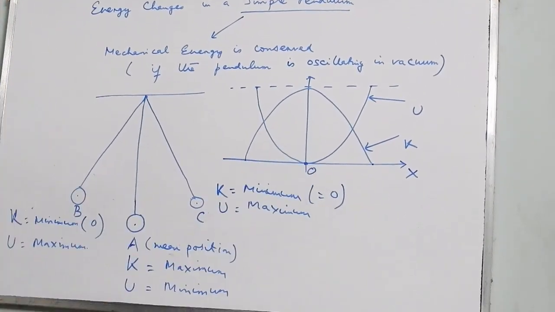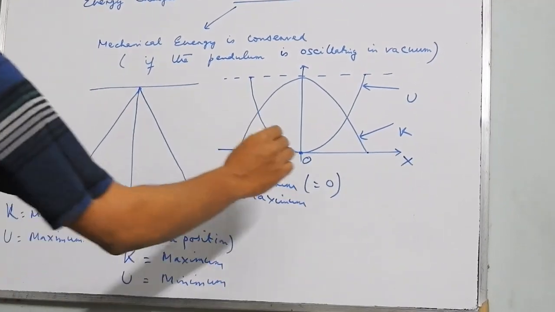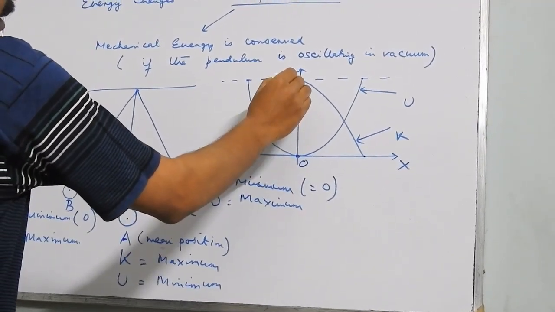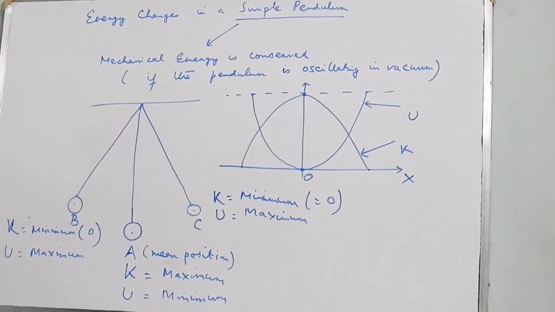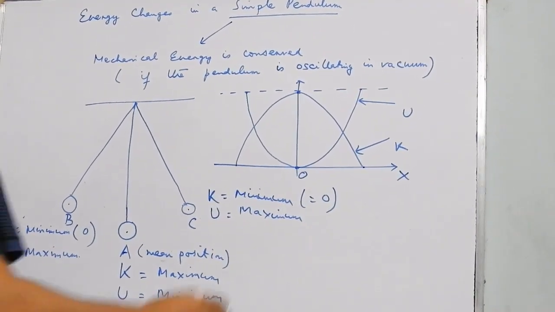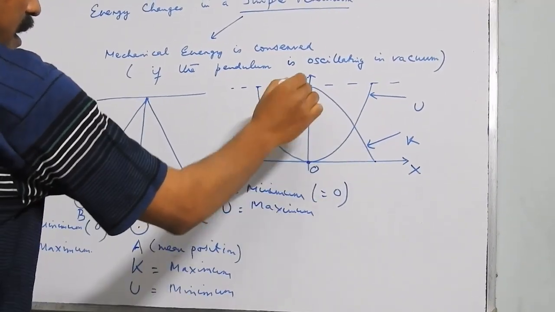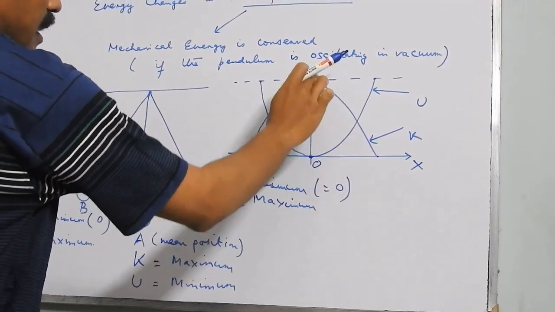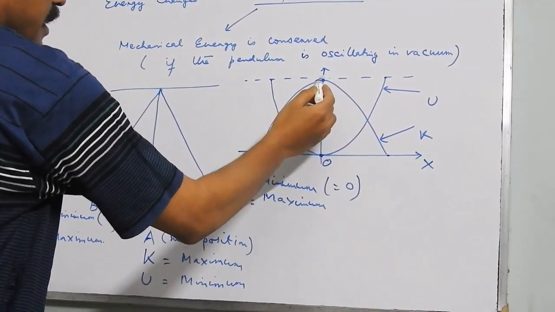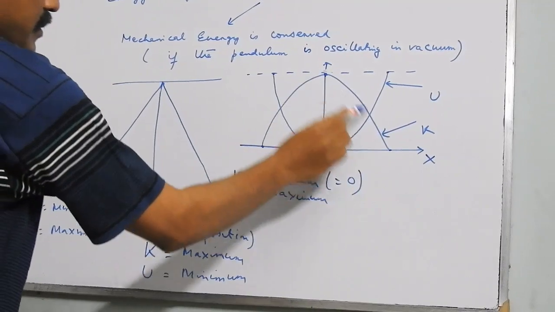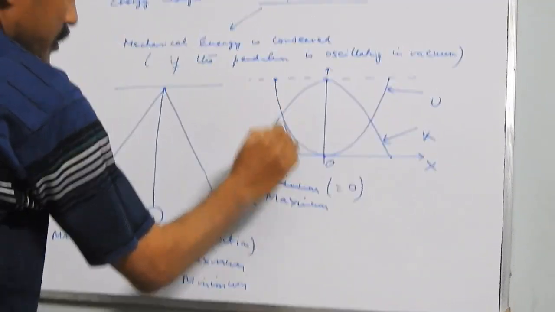Whereas at the mean position, the kinetic energy is maximum and the potential energy is minimum. I repeat again, at the mean position, the potential energy is minimum and the kinetic energy is maximum. At the extreme positions, on either side of the mean position, the kinetic energy is minimum whereas the potential energy is maximum.